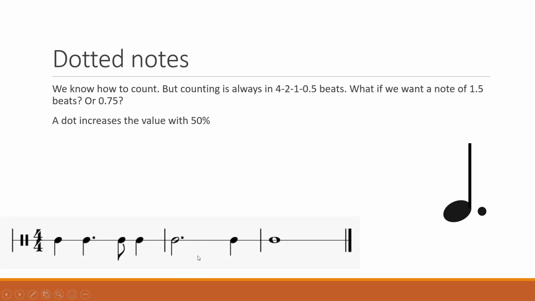So how about a half note with a dot? Well, in 4/4, a half note is 2 beats, but with a dot, plus 50% makes it 3 beats. 3 plus 1 is 4 beats again, and the whole note is still 4. So using a dot next to a note, we increase the value by 50%. So now we can get 1.5 beats, we can get 3 beats, or a dot next to an eighth note will get 3/4 of a beat. Now we get some more values, we have more material to work with.